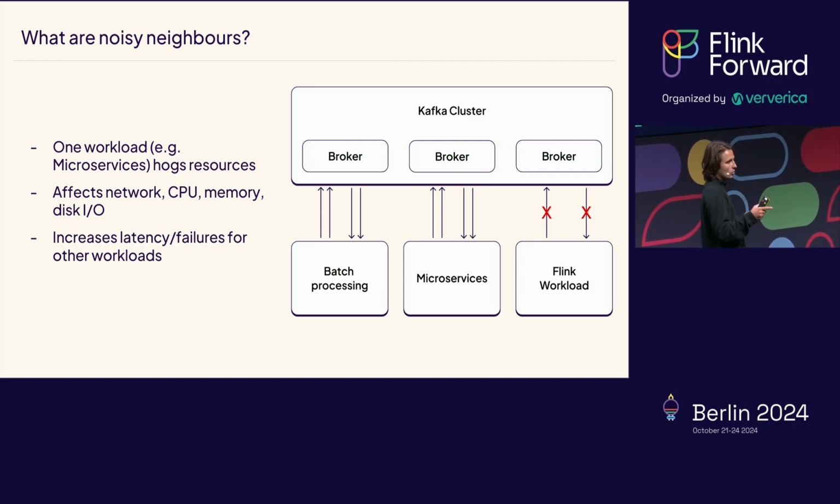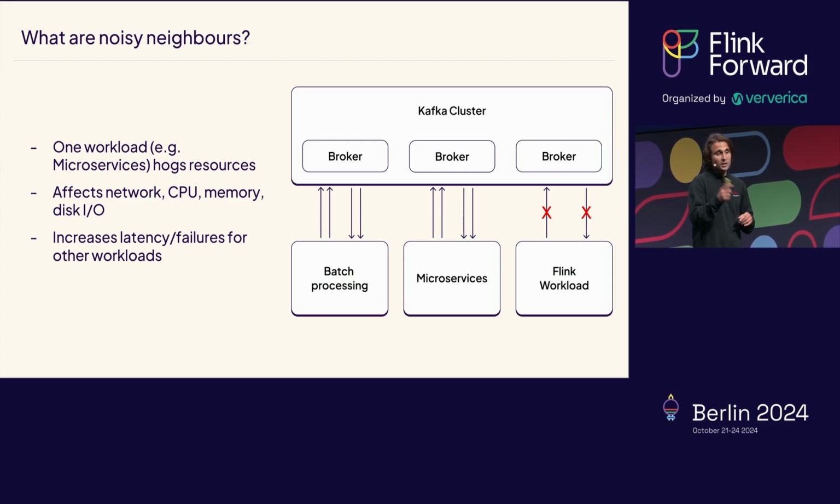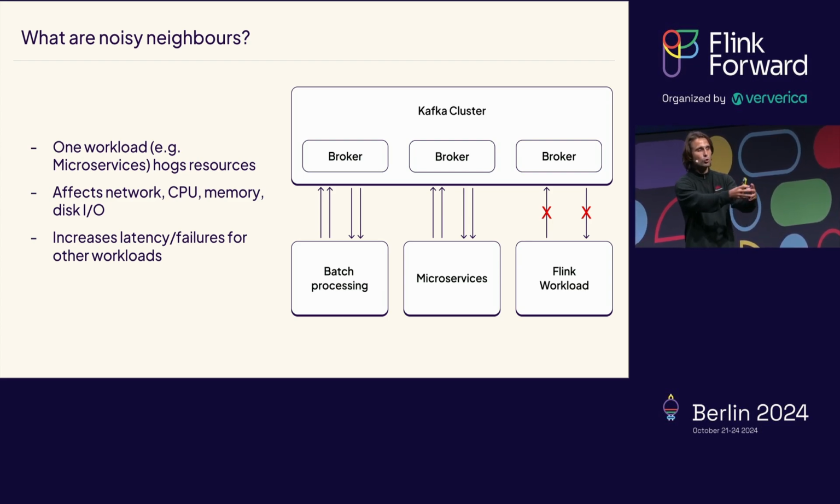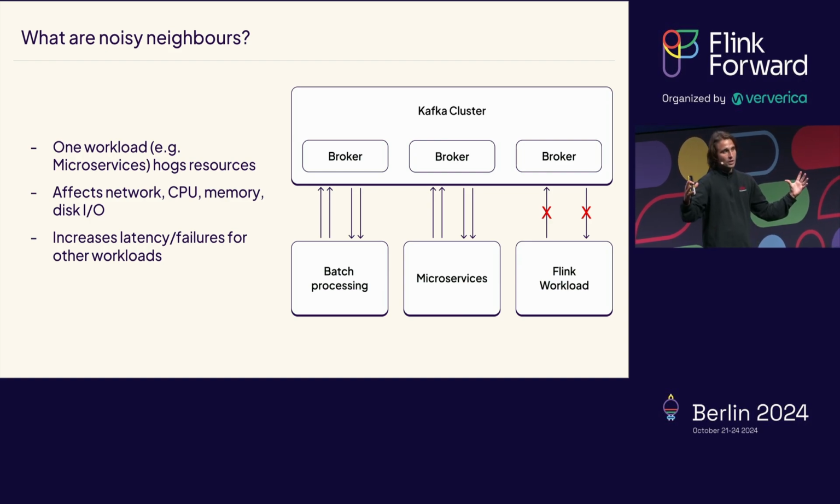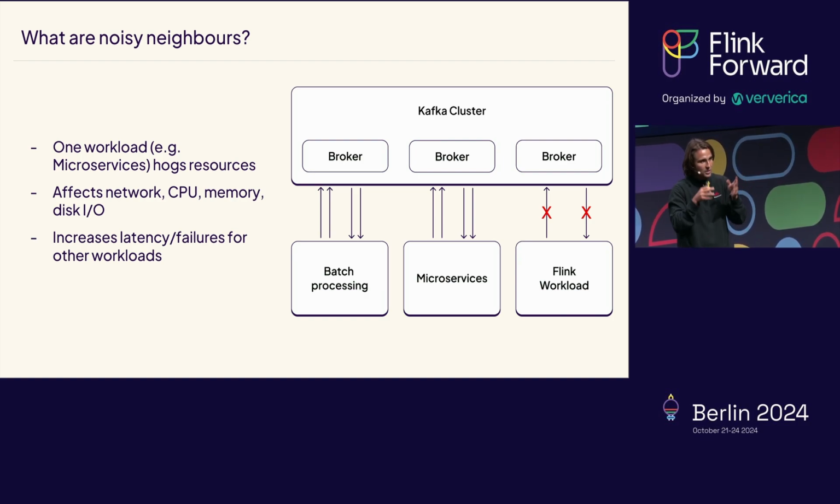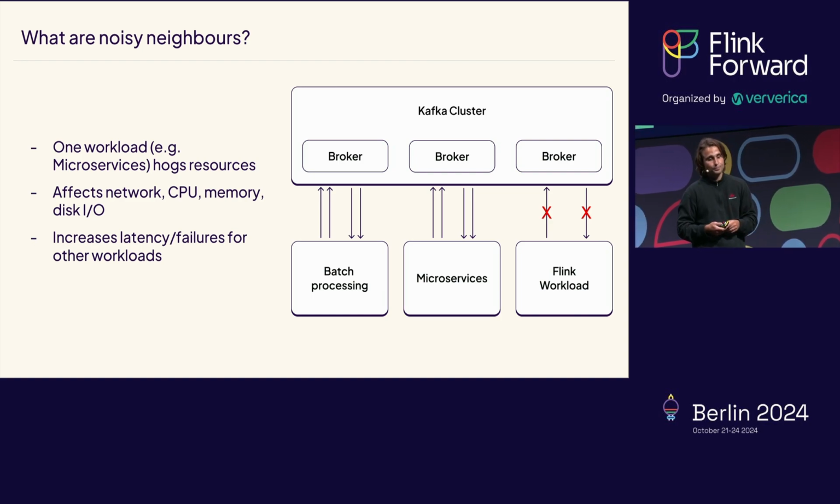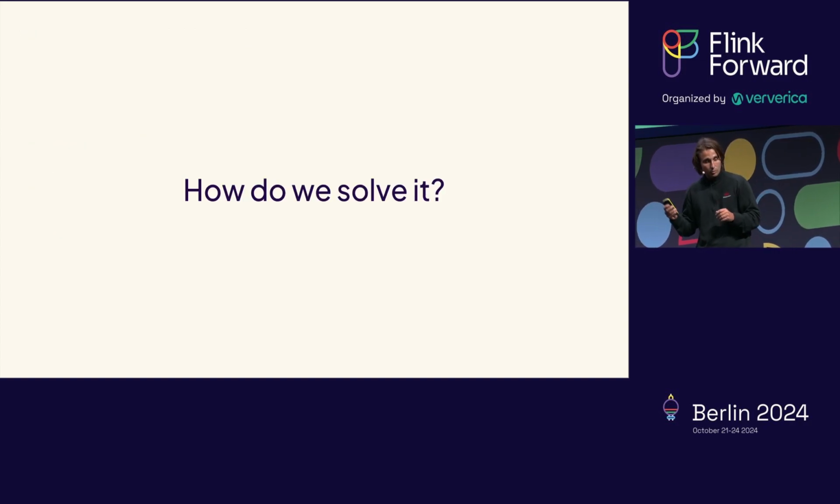So a noisy neighbor is when one of these other workloads, let's say the batch processor, suddenly tries to consume a very, very big batch, and then it hogs or congests all the resources, or too many resources, in one of the Apache Kafka brokers. Then your Flink workload suddenly starts seeing high spikes of latency or failures and retries. That's, in the simplest manner, what a noisy neighbor is.